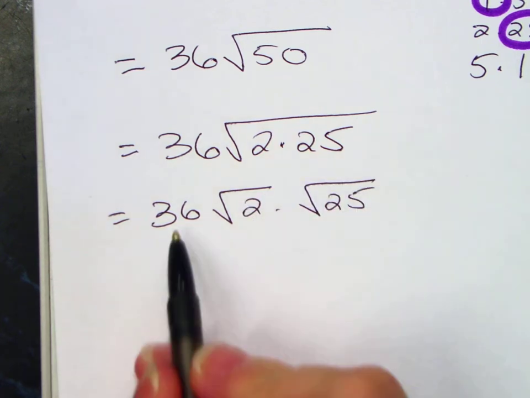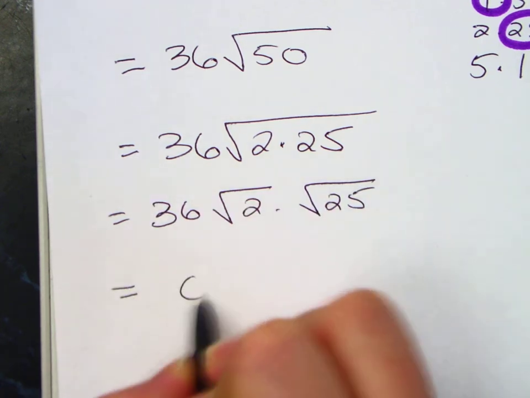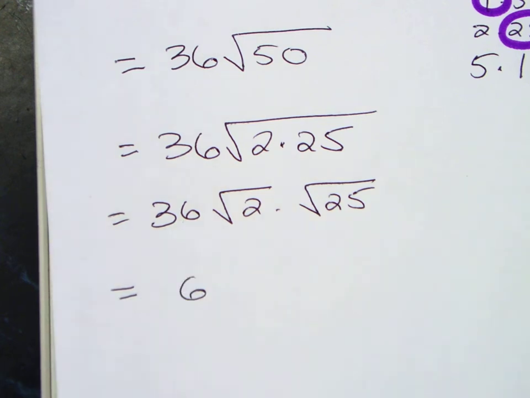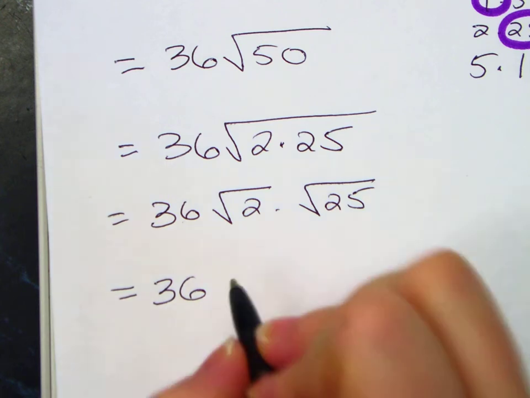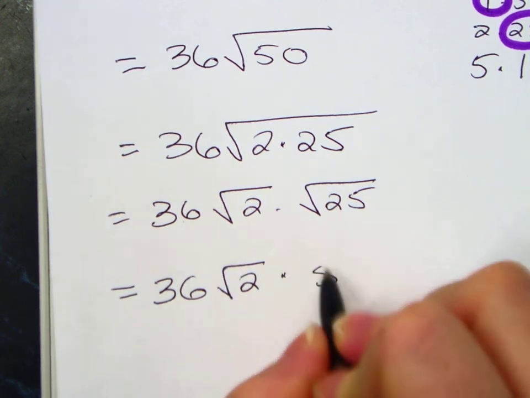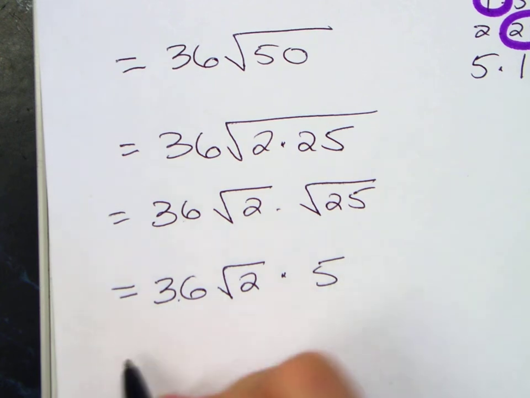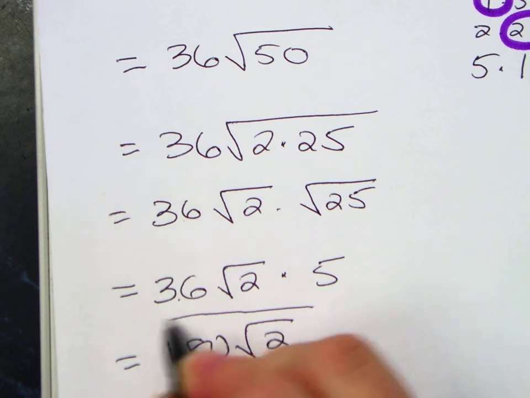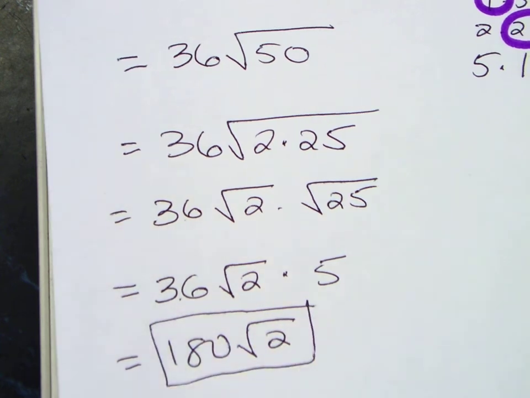Now, a lot of students tell me this is 6. Is this 6? Is this a square root of 36? No. If you're 36 years old, you can't magically become 6 years old, right? It doesn't work. It's still 36. Do we know the square root of 2? No. Do we know the square root of 25? Yeah, it's 5. 36 times 5 is 180. And we are done. Okay, that's it.